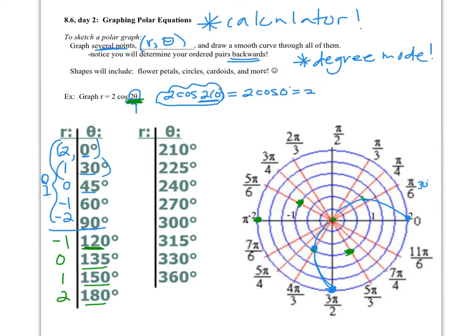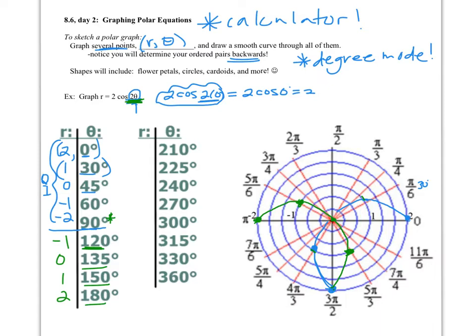What I'm going to do is continue on from this point that we last plotted in the blue. So down here at 3 pi over 2, I'm going to connect up through the -1, 120, the 0, 135, the 1, 150, and then end up at -2, 180. So right there, that's a pretty cool looking shape.